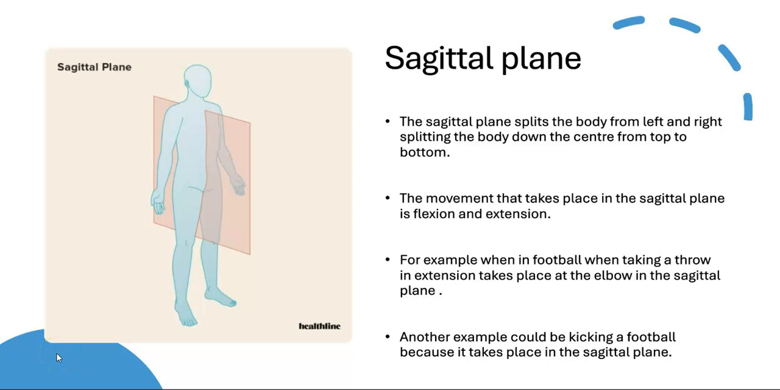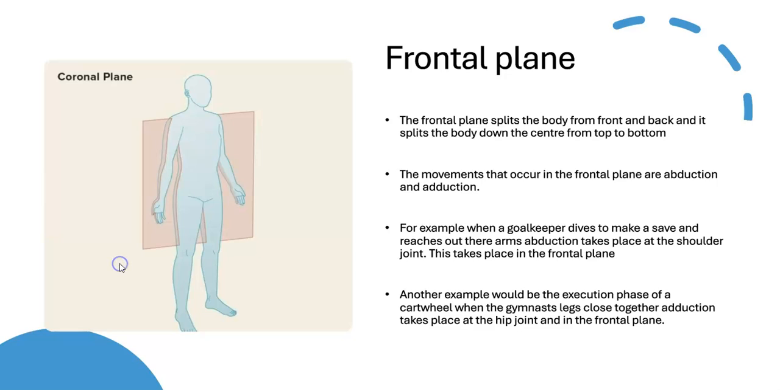Sagittal plane. The sagittal plane splits the body from left to right, splitting the body down the center from top to bottom. The movement that takes place in this sagittal plane is flexion and extension. For example, in football, when taking the throw-in, extension takes place at the elbow in the sagittal plane. Another example could be kicking a football, because it takes place in the sagittal plane.